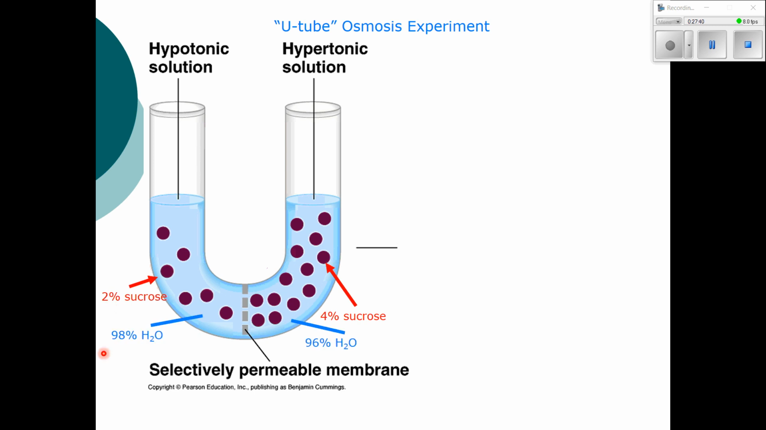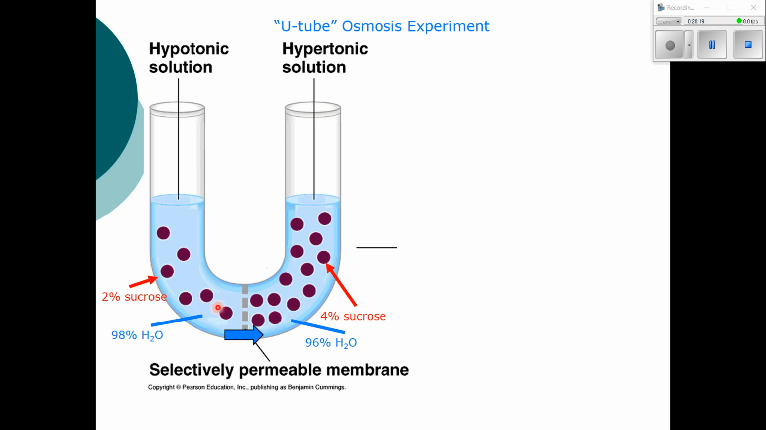And that's actually very easy to predict, because if it's 2% sucrose on the left, that means it's 98% water. And remember, water can pass through. On the right-hand side, it's only 96% water, because the sugar concentration was higher, 4%. That means the water concentration is 96. You know the rule. Water molecules have no choice. They have to move from an area of high concentration, 98, to an area of lower concentration, 96.